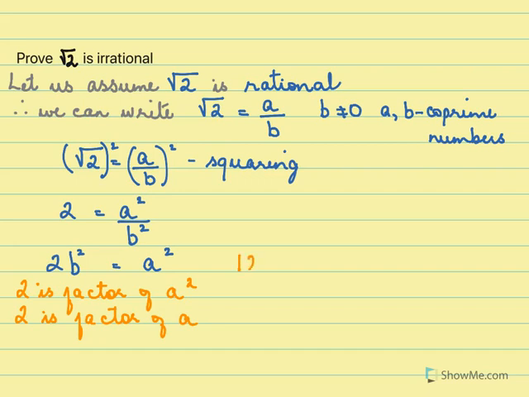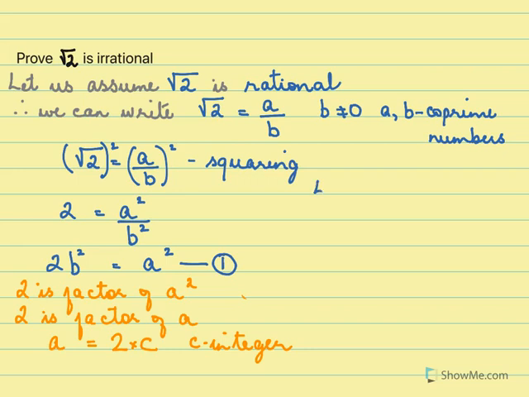Because remember, if I have 12 equal to 3 into 4, which means 3 is a factor of 12 and 4 is also a factor of 12. In this case, we have a square equal to 2 into b square. So 2 is a factor of a square, and b square is also a factor of a square. If 2 is a factor of a, I can write a as 2 into some other number, say c, where c is an integer. This was our equation 1.